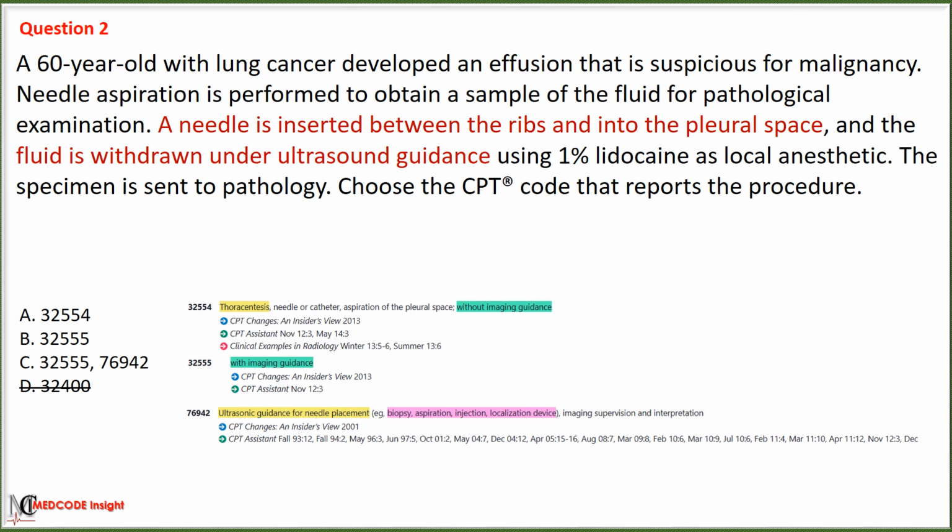Since the fluid is withdrawn under ultrasound guidance, we eliminate option A with code 32554, which is used for thoracentesis without imaging guidance. Since imaging guidance is already included in the description of code 32555, we don't need to code it separately. Therefore, our correct option is option B with code 32555.